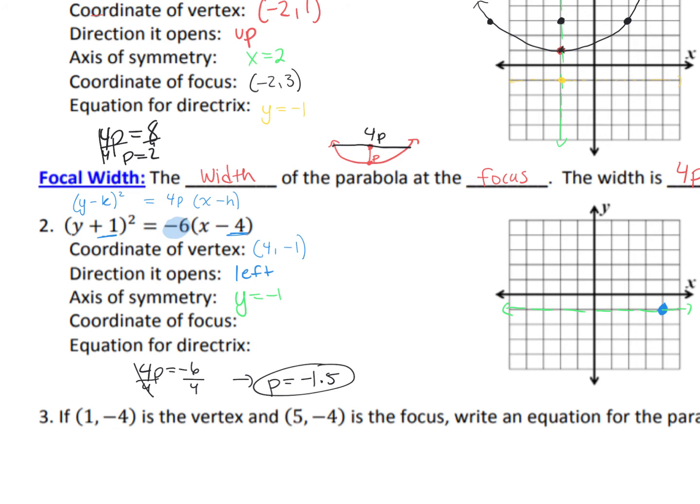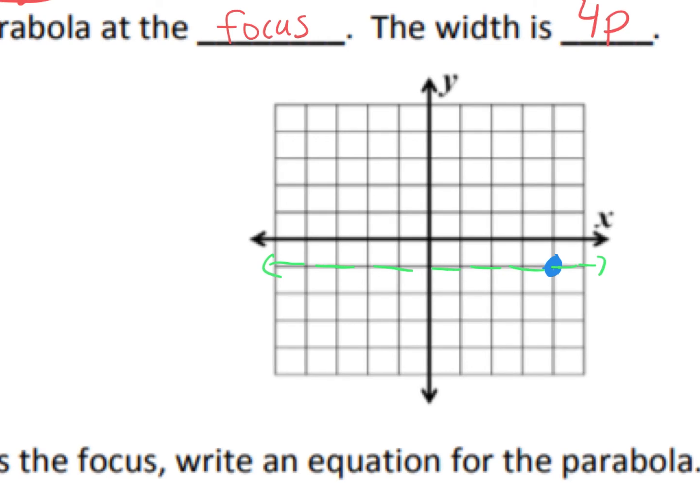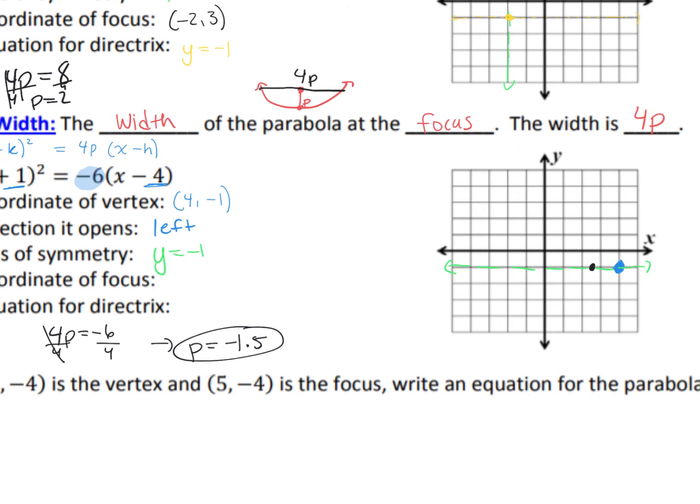And so since I know it's opening to the left, let's go ahead and graph these points. Starting at the vertex, I'm going to go 1.5 units. This right here is going to be my focus. So that coordinate is, let's see what we got here. It's 2.5 comma negative 1. So I'm going to write that in. Because remember, our focus is always inside that parabola.